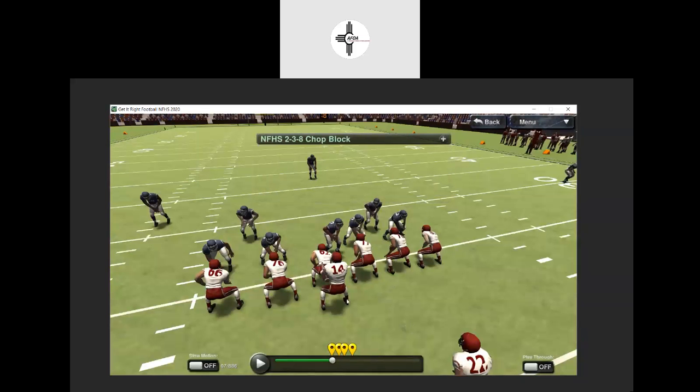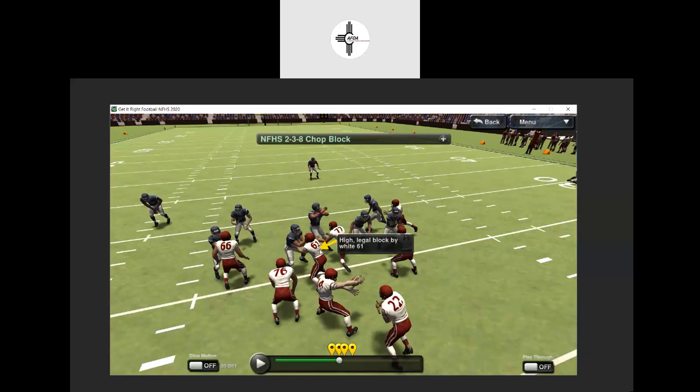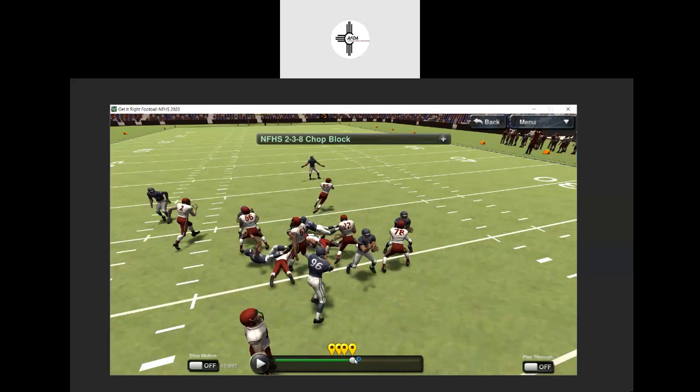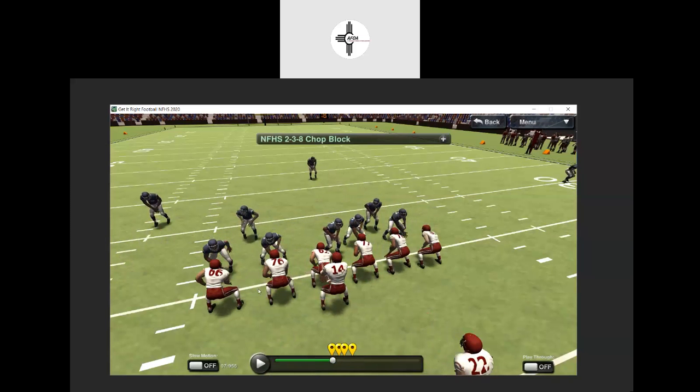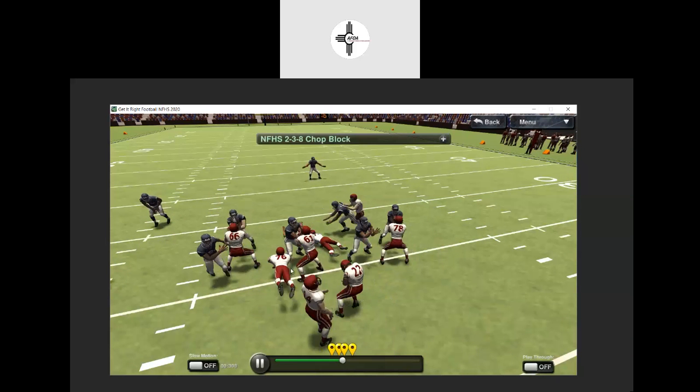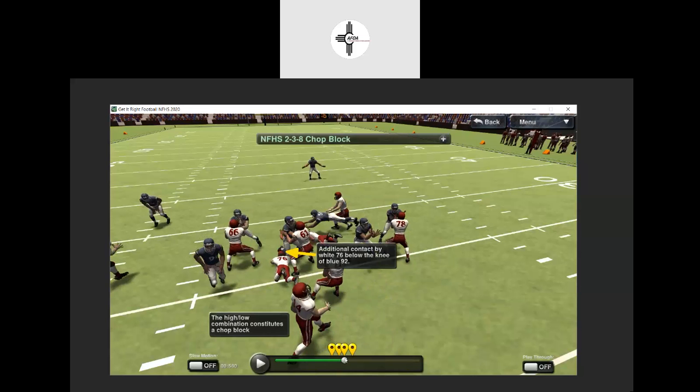If there are any questions on that. Okay, here's our chop block. We have an initial contact by white 61. It's a high legal block, but then 76 is going low, down below the knee. Those two things can happen in either order. If 76 went low, that could have been a legal block below the waist, assuming the ball and everything is inside that free blocking zone. And then if 61 hit him after 76 hit him low, that's still a chop block.